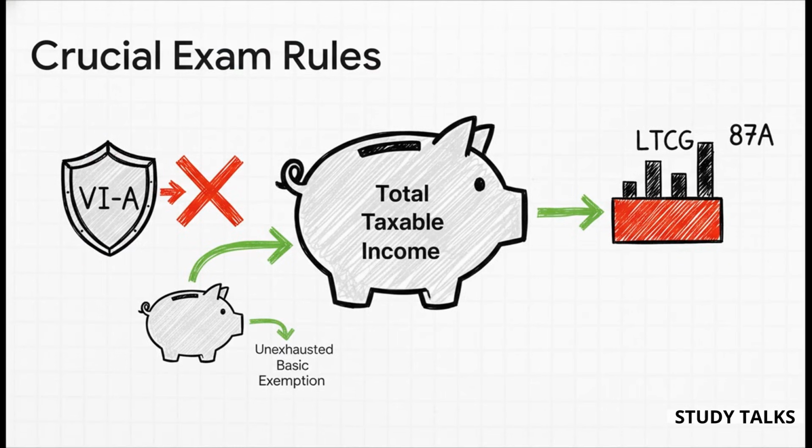And finally, some absolutely vital rules that they love to test in case studies. First, you cannot claim your Chapter VIA deductions, like 80C, against these special rate capital gains. Second, if you're a resident individual, you can use your leftover basic exemption limit against these gains. That's a huge point. And third, the Section 87A rebate is not available against long-term gains from listed shares under 112A. These are the little details that separate a good answer from a great one.